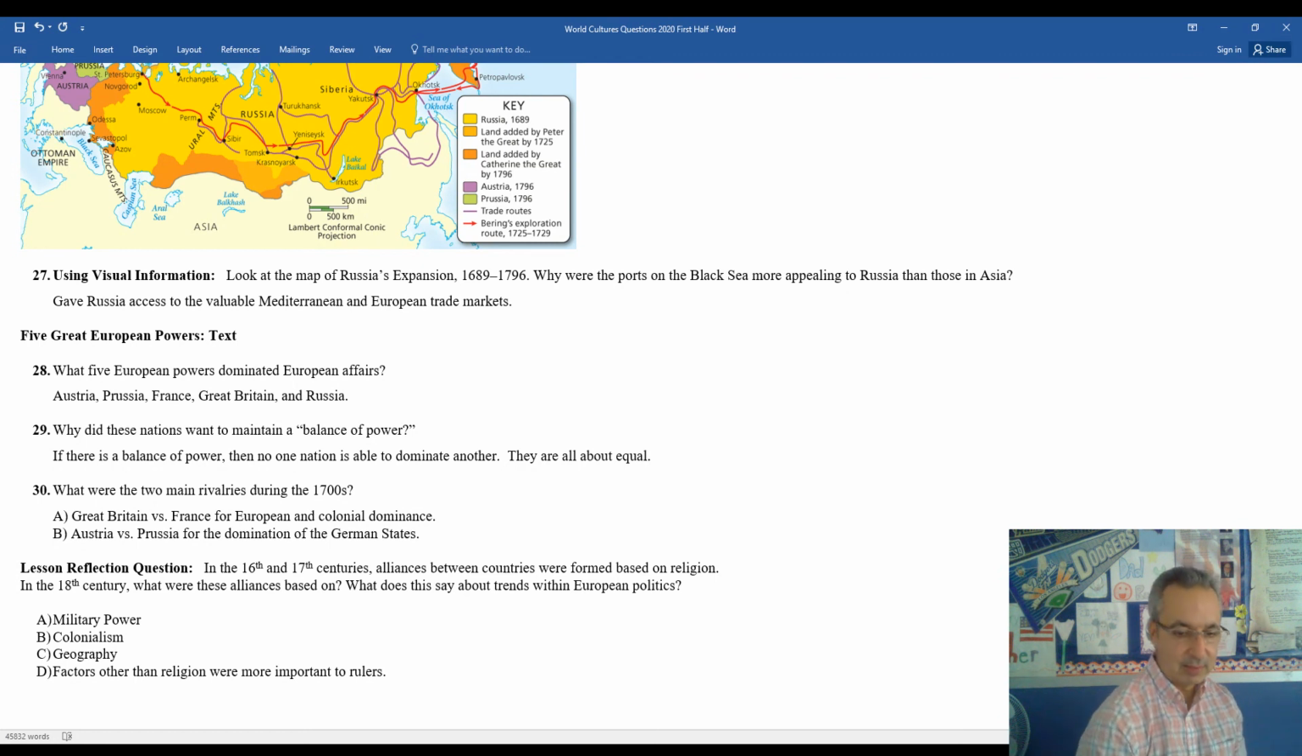In the 16th and 17th centuries, alliances between nations were formed based on religion. By the 18th century, what were alliances based on? What does this say about trends within European politics? Well, things shifted based on military power, colonialism, geography, and many, many other factors beyond religion that were very important to rulers. So just like we saw a shift away from the church during the Reformation, we're seeing more of a shift here away from the church during this period of time in history as well.